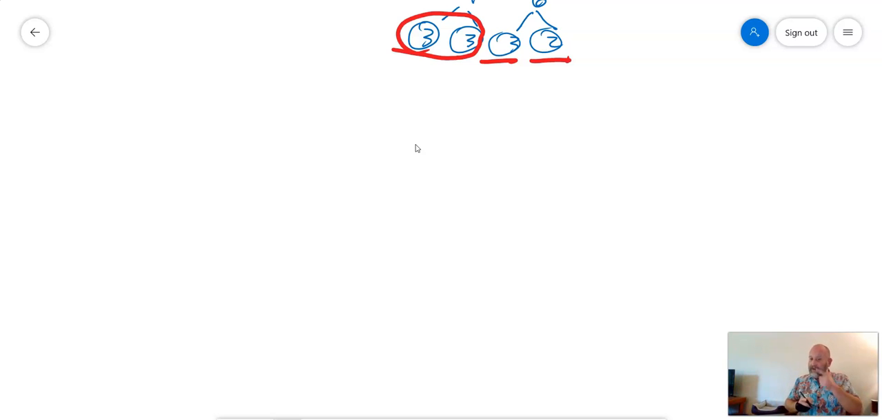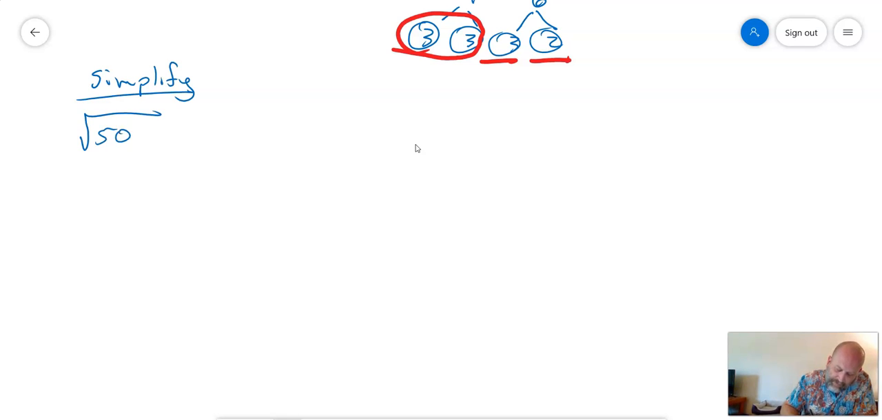Keep in mind that the factor trees don't have to look exactly the same. It's just the primes have to match. So you should have just as many 2s, just as many 3s, or whatever the primes end up being. So let's see if we can simplify the square root of 500. Okay, so go ahead and pause the video.